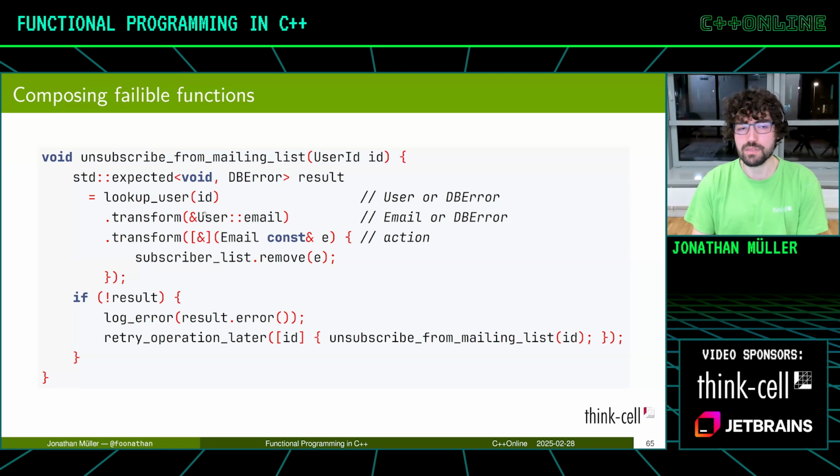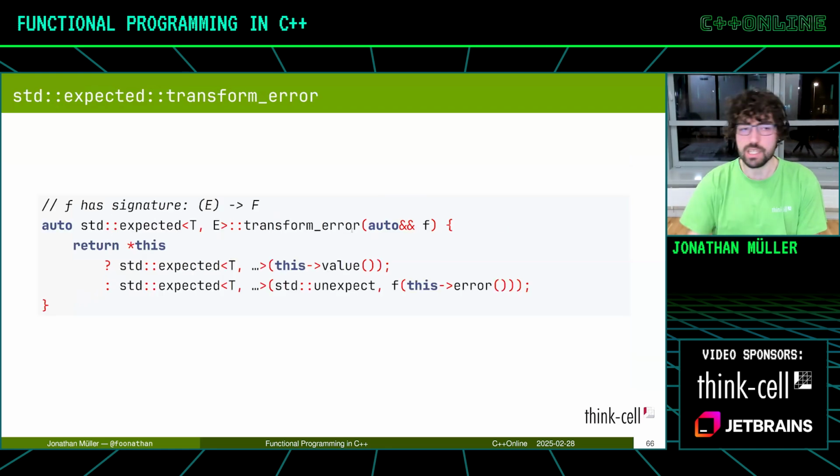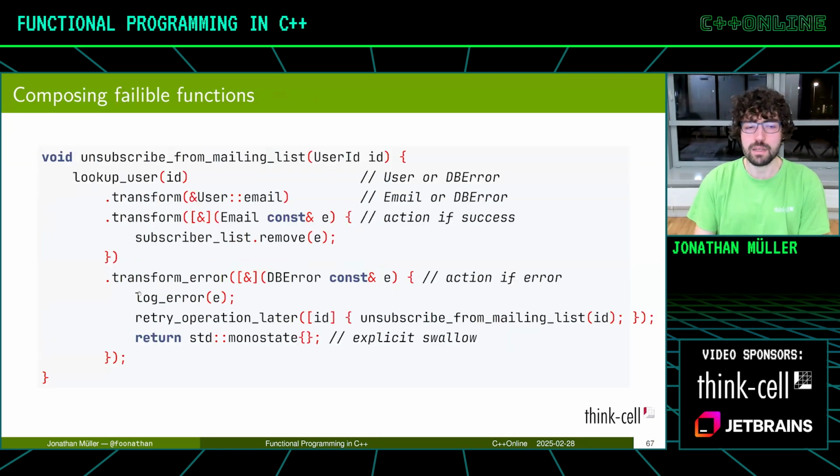And then after we've done the pipeline, we check for an error. But we can also get rid of this final if by using transform on the error chain. So expected also has a transform error, which leaves the value unchanged, but if it's an error, it invokes the function with the error. And then we can add a transform error at the end. So this is called with the error, but only if you have an error, and then we log it. And then we have to, again, expected doesn't support void in the error case, but this is a good thing.